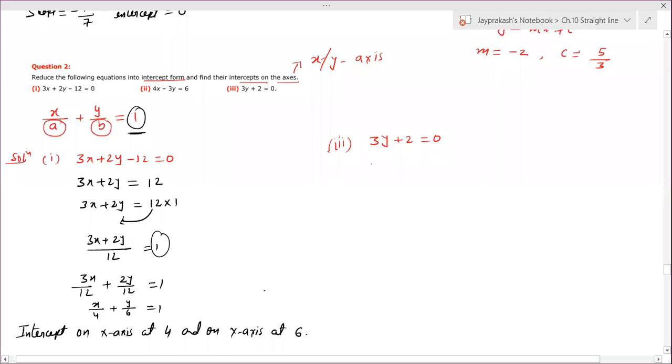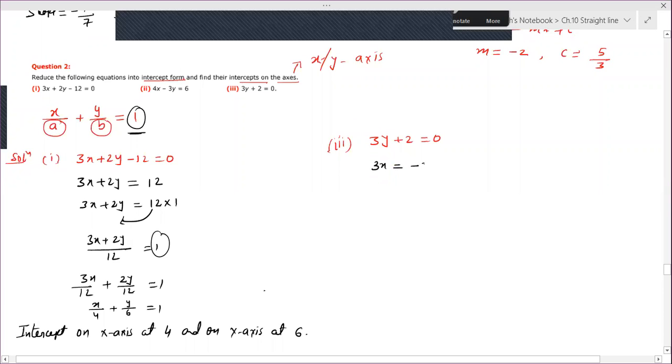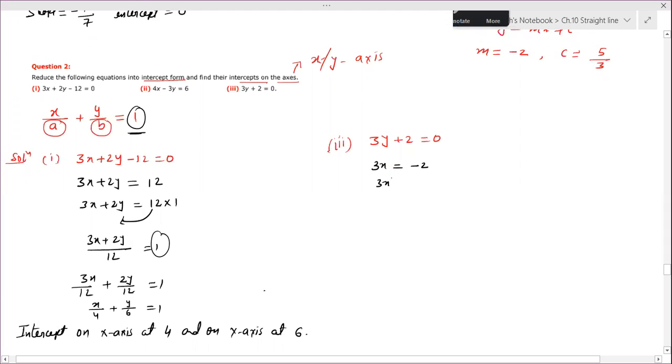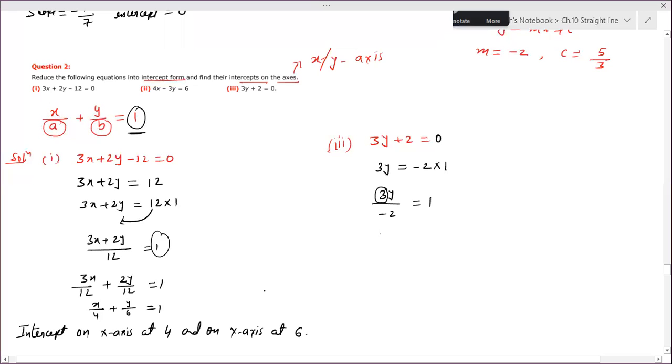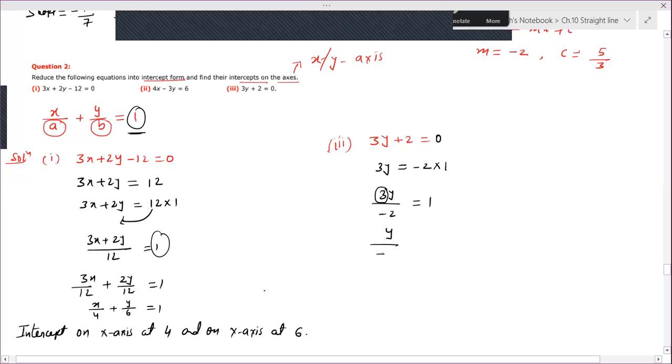In the third question, we can write here 3x equals minus 2. Not 3x, that is 3y, variable y. So 3y equals minus 2. So we can multiply by 1, so it's 3y by minus 2 equals 1. Now with the coefficient of y we need only 1, but it is written here 3. So we can write y upon minus 2 by 3. When you multiply it, it will be the reciprocal.